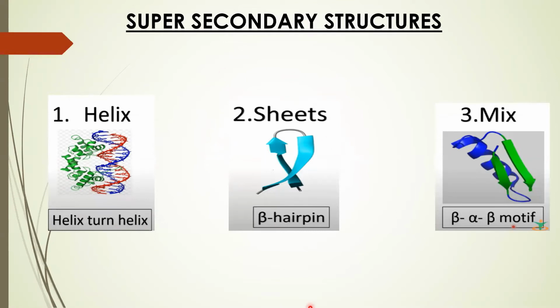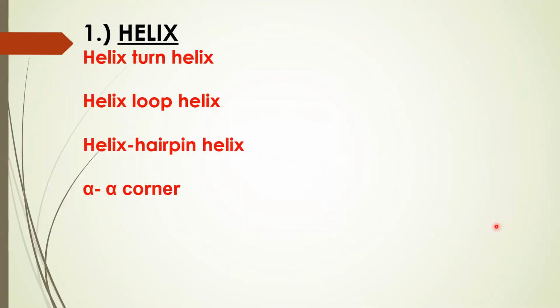Now we will talk about sheets. So sheets here basically refer to beta sheets, beta strands, which are connected by at least 2 or 3 backbone hydrogen bonds, forming a twisted pleated sheet. And that's it. Now helix and sheets will form the mixed structure. A combination of both of them will form the mixed structure here, which is the beta alpha beta motif.